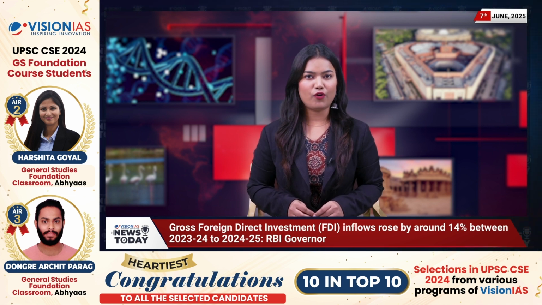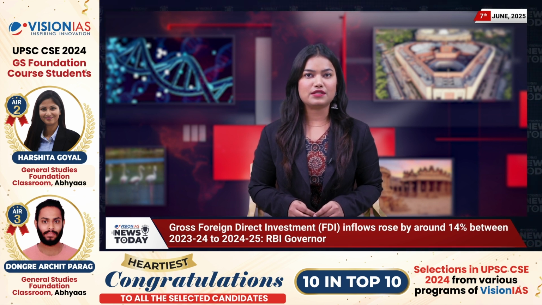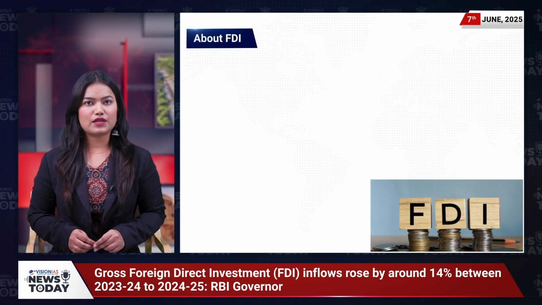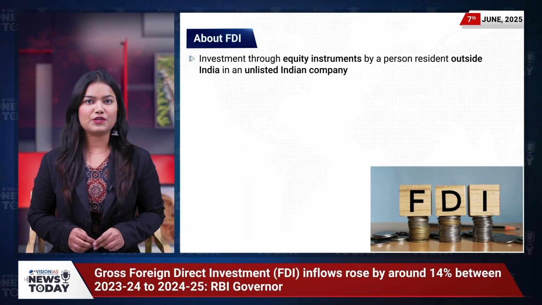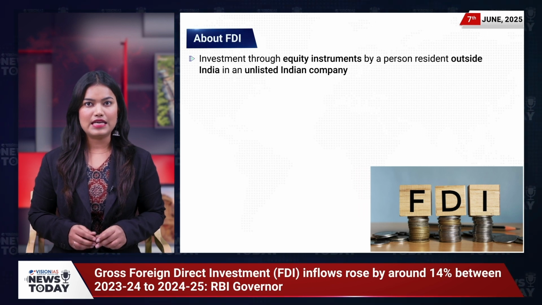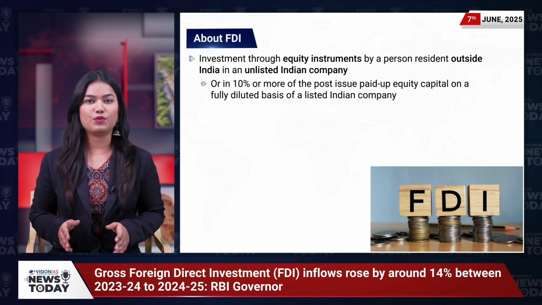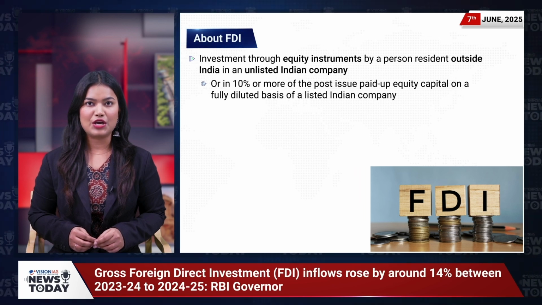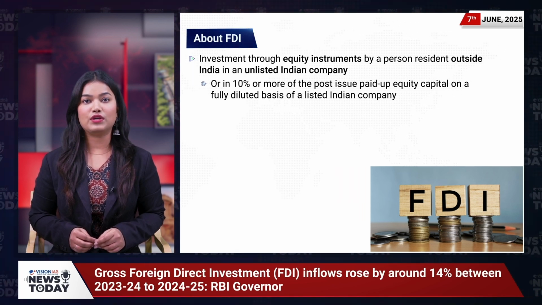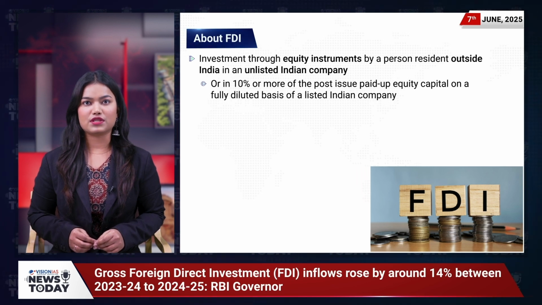At the same time, foreign portfolio investment also saw a drop, falling to $1.7 billion as global investors look to book profits in equities. Now, what exactly is FDI? It refers to the investment through equity instruments by a person resident outside India, either in an unlisted Indian company or in 10% or more of the post-issue paid-up equity capital of a listed Indian company on a fully diluted basis. For FPI, this limit is below 10%.